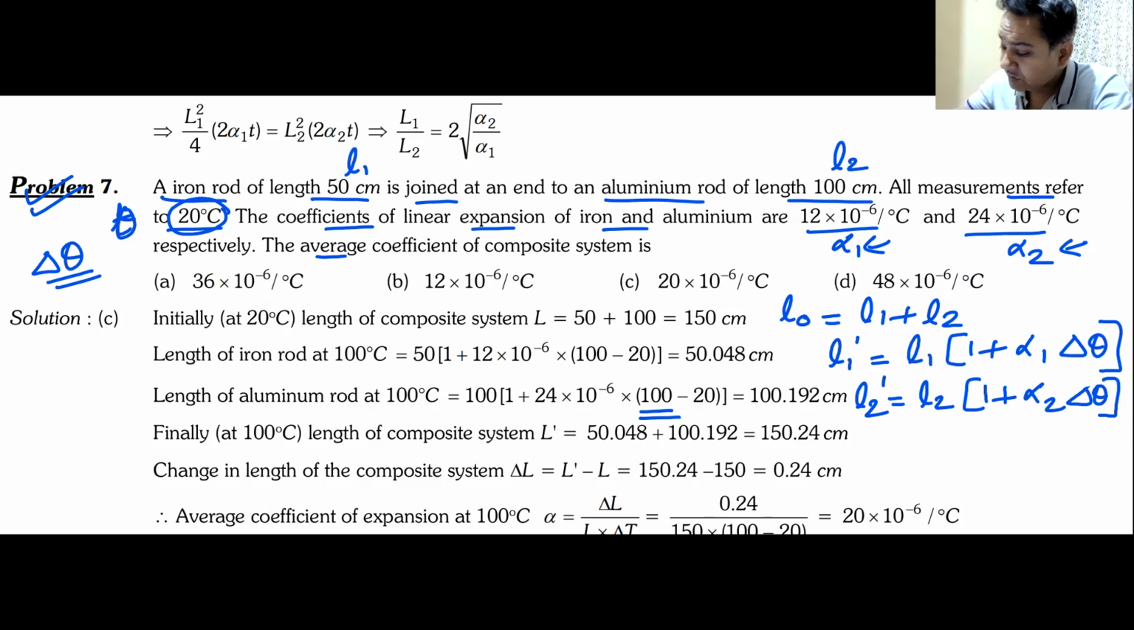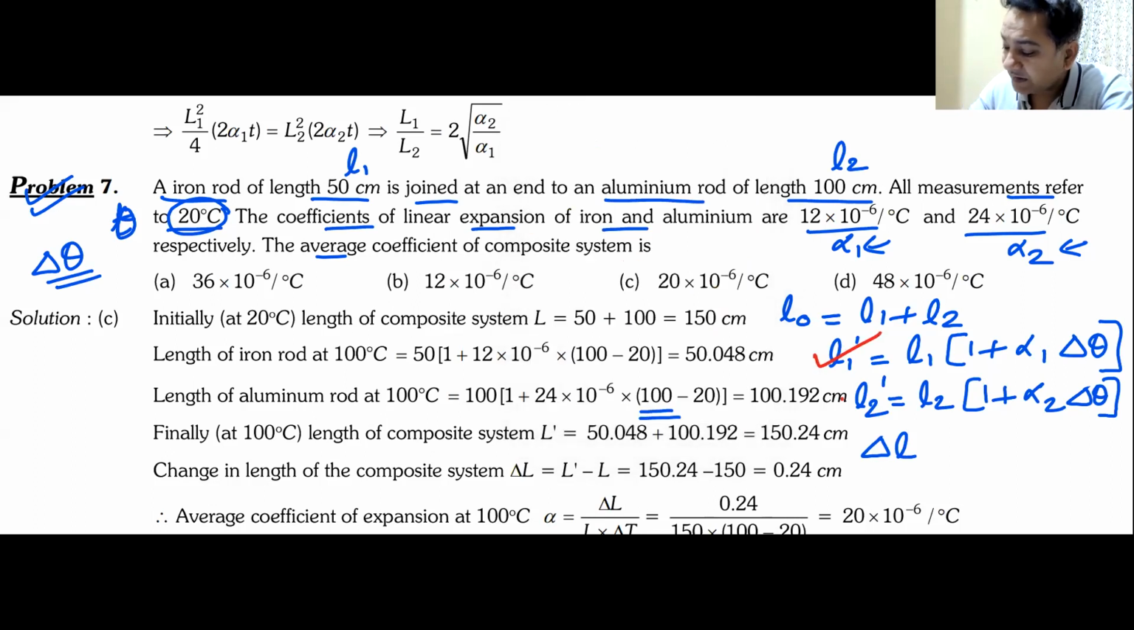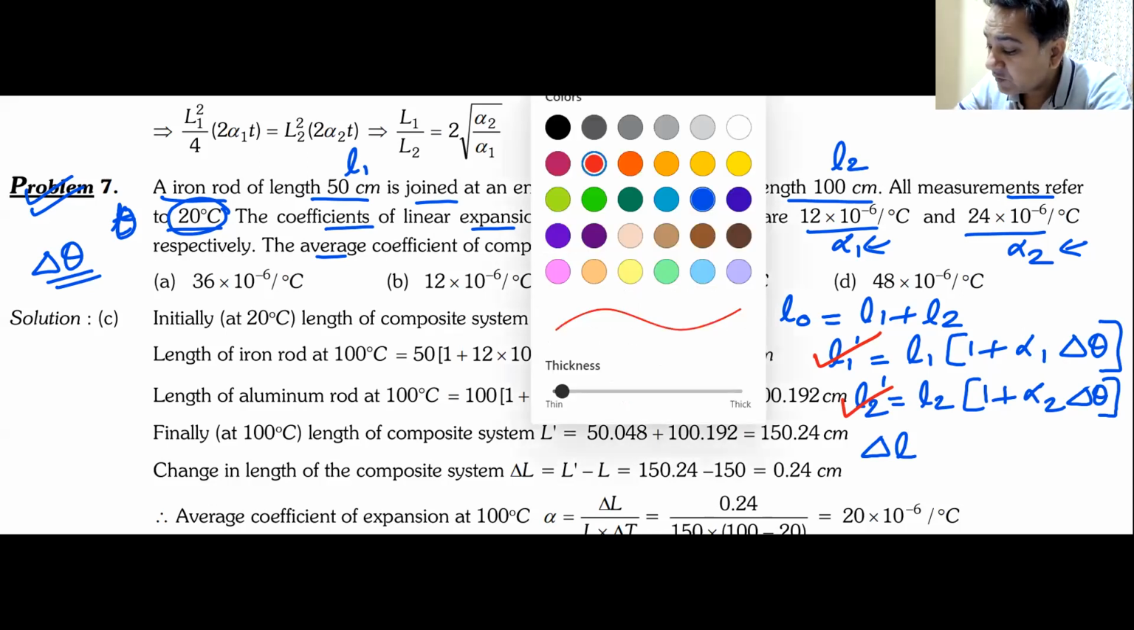Then I find the change in length of the system. The change in length of the system will be equal to new L minus the previous L. What is the new L? New L will be this length plus this length, and I subtract the original length. At the end of the day, whether I hold my ear like this or like this, the change in length will be equal to how much? That is what you said in the previous case.